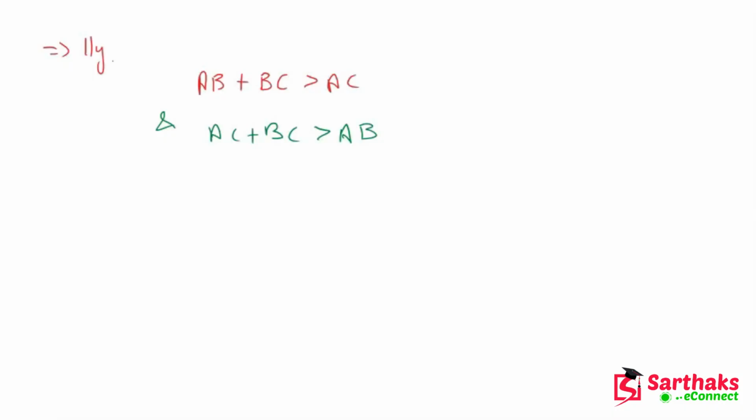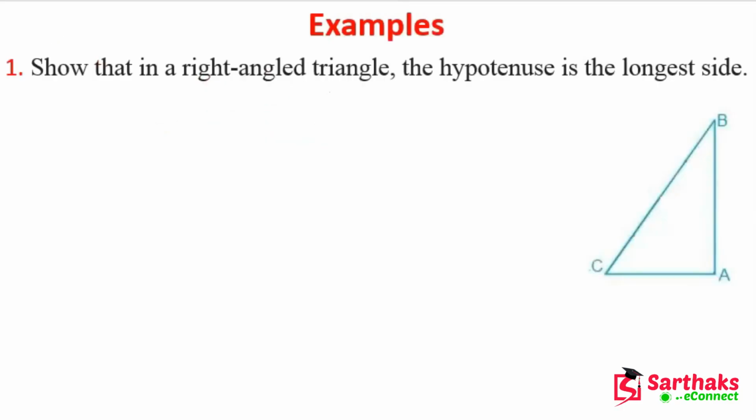So now let's solve the problem. In question number 1, show that in a right angle triangle, the hypotenuse is the longest side. The hypotenuse is the longest side. Now my dear friend, we know that ABC is a triangle.